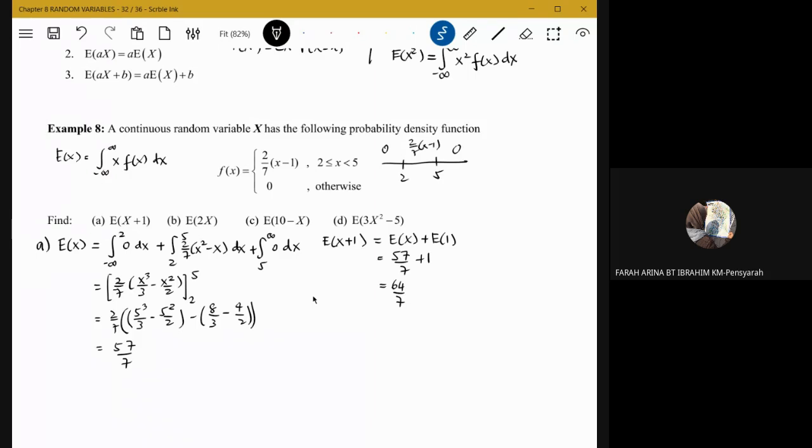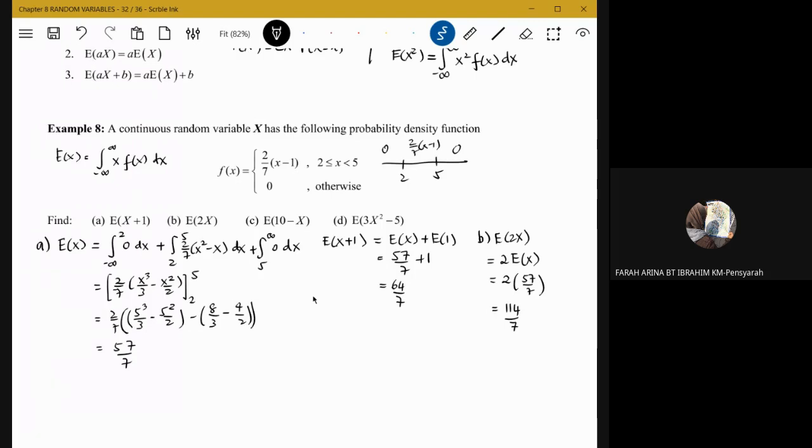For part B, to find the E(2X), so we can take out the 2 outside of the expectation. It means we just have to double up the expectation. 57 over 7. So it's gonna be 114 over 7. Okay, so that one is the part A, part B.